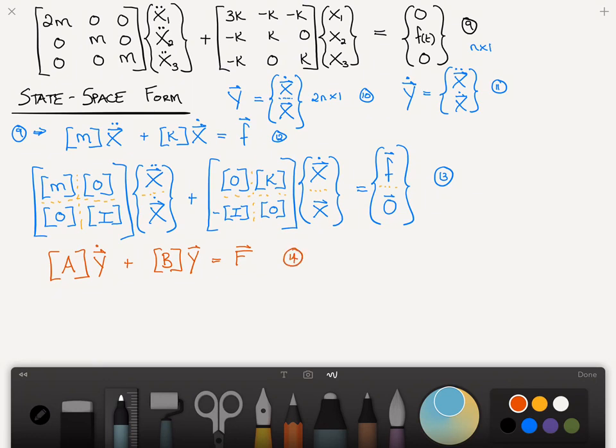So I've converted equation 9, which is a second order differential equation, into equation 14, which is a first order differential equation. And I guess we should make the point that each one of these matrices is now 2n by 2n, because each one of these submatrices is n by n. This vector is now 2n by 1 because we took the original n by 1. This one here is also n by 1, the 0 vector. And you kind of get the idea.